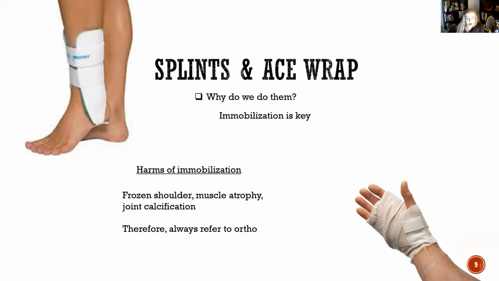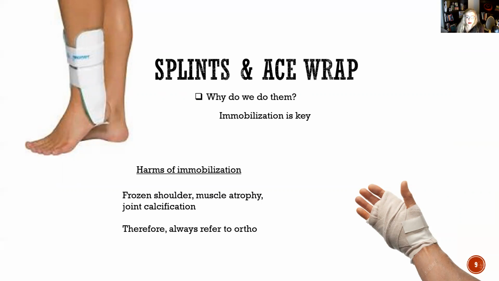This is why, if you're going to ACE wrap or do some splinting, it's really important to tell the patient's parents or the patient themselves that they need to take the ACE wrap or the splint off, wiggle, and do full range of motion. Remember, this is not stretching, but full range of motion at least every week, so that they're not getting frozen shoulder or muscle atrophy.